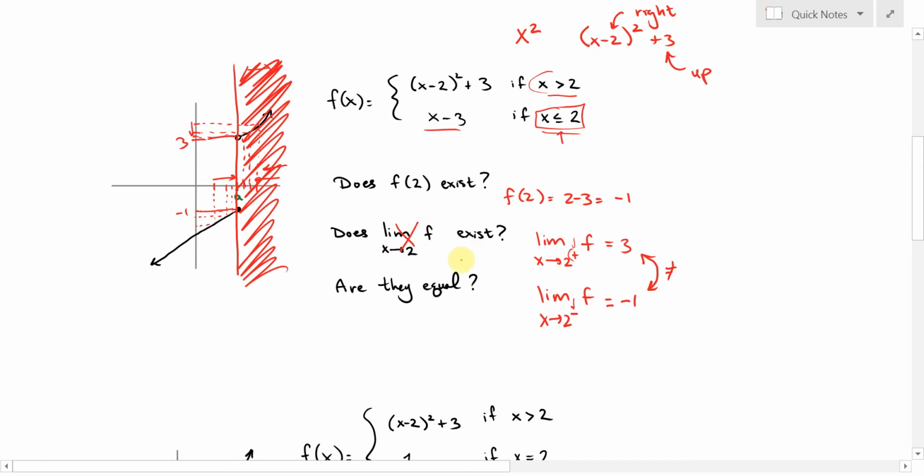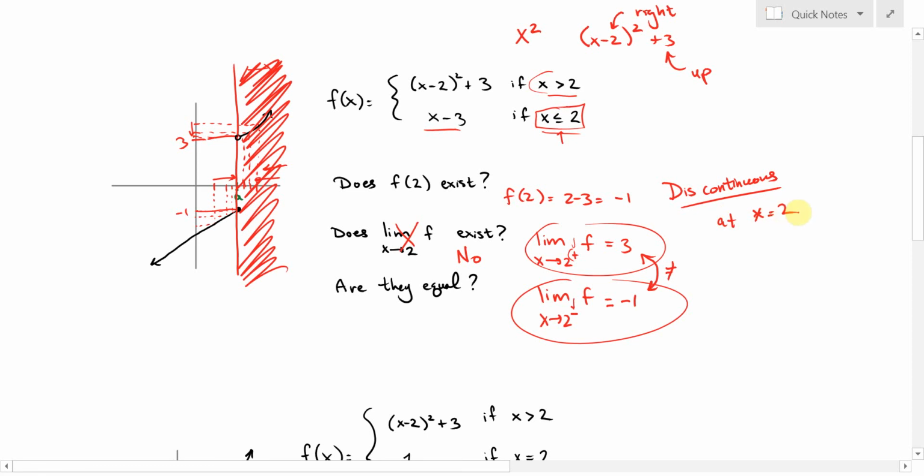So does this limit exist? The answer is no, but the two one-sided limits do exist. So it's something. It's not as much as we would have liked, but it's something. By the way, in this case, the function is discontinuous. The limit doesn't even exist. So the function is discontinuous at the point 2, at x equals 2.